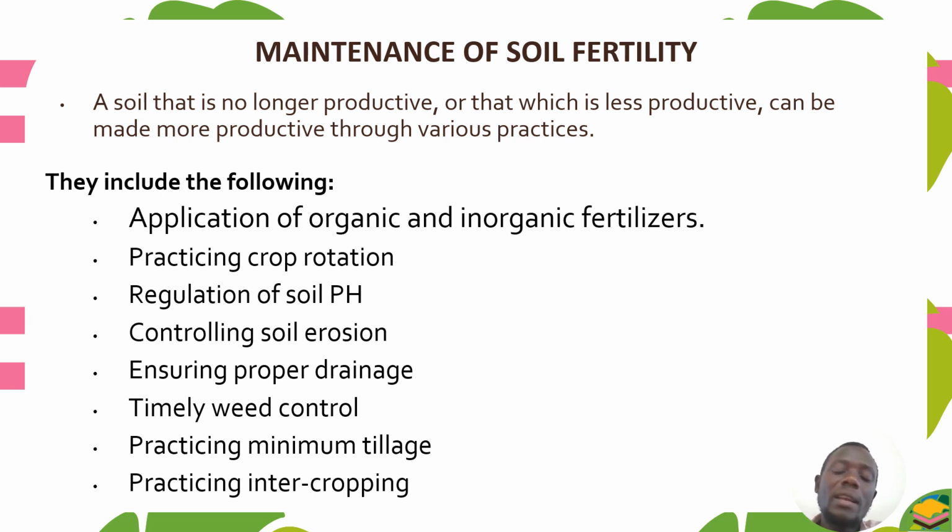Then we've got timely weed control. All these practices help to maintain or improve the fertility of the soil, because weeds also use the same nutrients which are used by the crops. So if you timely control the weeds, it means you are maintaining soil fertility. Talk of practicing minimum tillage or zero tillage. Zero tillage also helps to maintain the soil fertility. Then practicing also intercropping. All these are some of the practices or activities which can be done to maintain soil fertility.